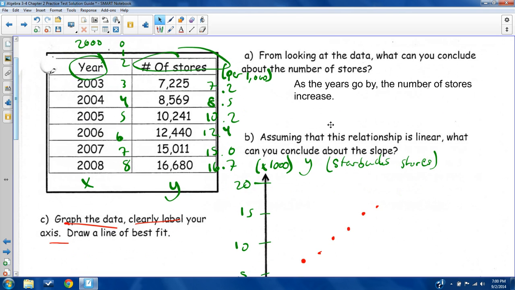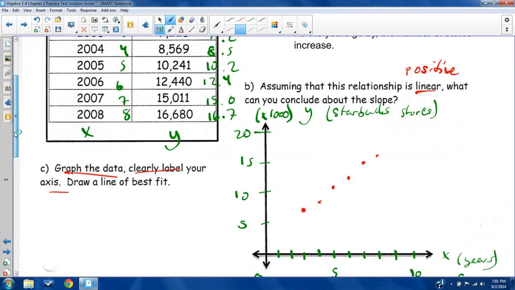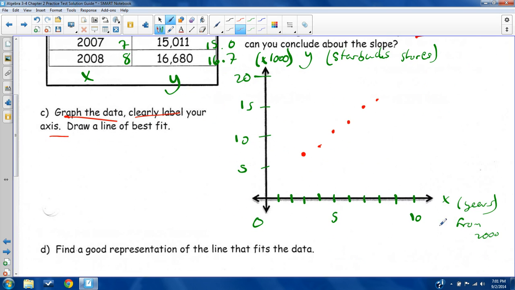So the thing is, we know that the number of stores increases as the years increase. So we can assume that this slope is going to be positive. So we know it's linear, which means we're talking about slope. So we're assuming positive slope. Now we graph the data, label our axes right here, and draw a line of best fit.